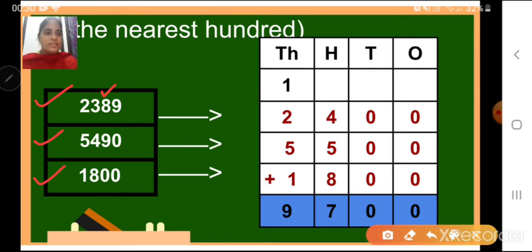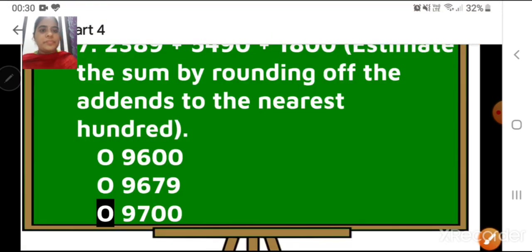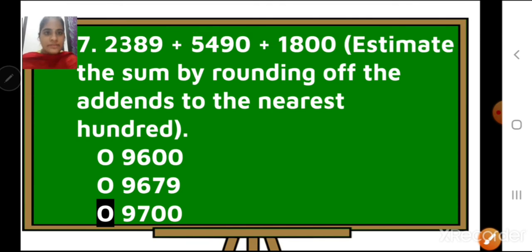So our correct answer is 9700. Let us see where it is. Yes, 9700. Children, be very careful with this type of question.